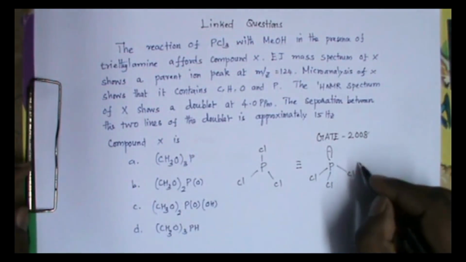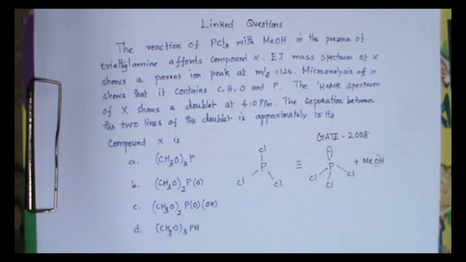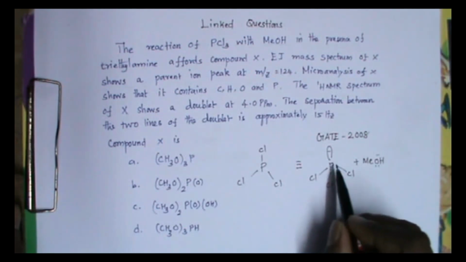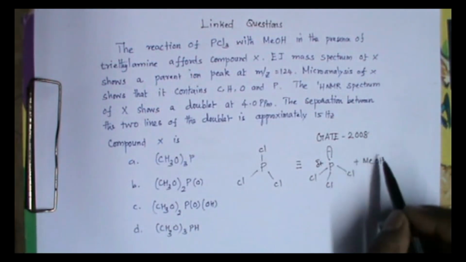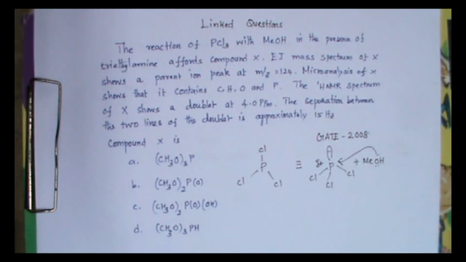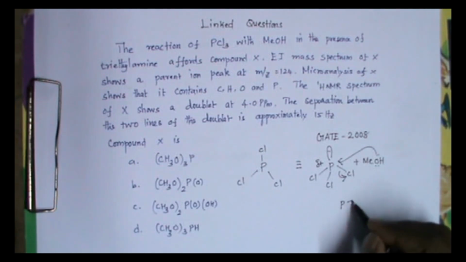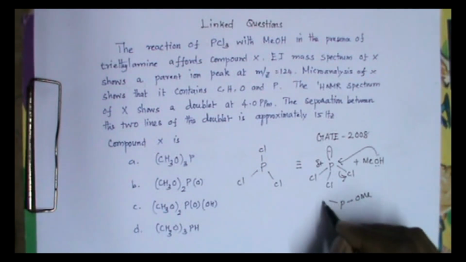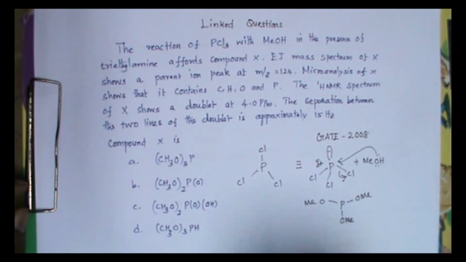To this, methanol is added. Methanol has a lone pair of electrons, so it is a nucleophile. 3 Cl atoms are attached to phosphorus, so there is some electron deficiency on it. Methanol can attack this, and Cl can be removed. What we get is trimethyl phosphite. All 3 Cl will be replaced by methanol. It is simply nucleophilic substitution.